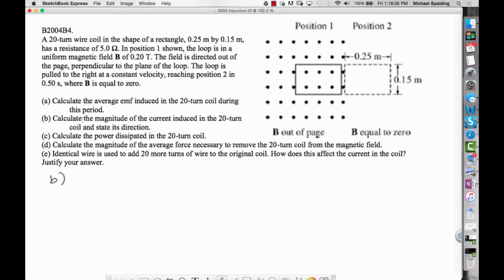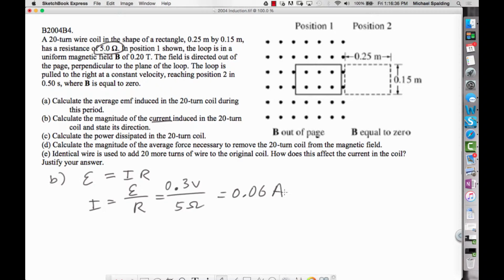Okay, so B. How do we calculate the magnitude of the current induced in the coil? Well, we're just going to use Ohm's Law. The induced voltage equals I times R. So the induced current is going to be the induced voltage over the resistance. We just found the induced voltage was 0.3 volts, and the resistance is given to be 5 ohms. So this gives us 0.06 amps.